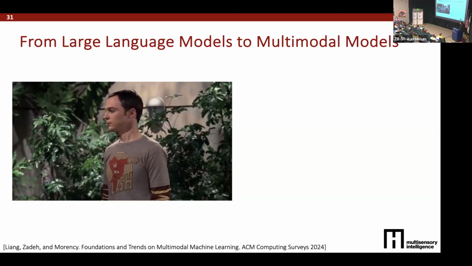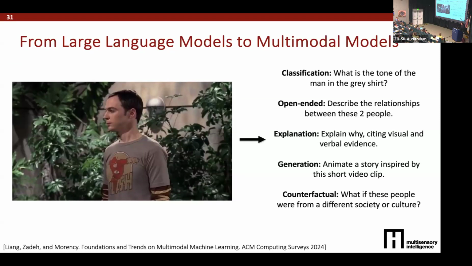So our LLMs can, of course, respond pretty fluently to almost any question you ask them. How can we build large multimodal models? So let's say you want to give this video to a large multimodal model. What are some of the capabilities you'd like to see? You might want to ask the model to classify: what is the tone of the man in the gray shirt? You want the model to be able to identify that the person is being sarcastic and obnoxious to his friend.